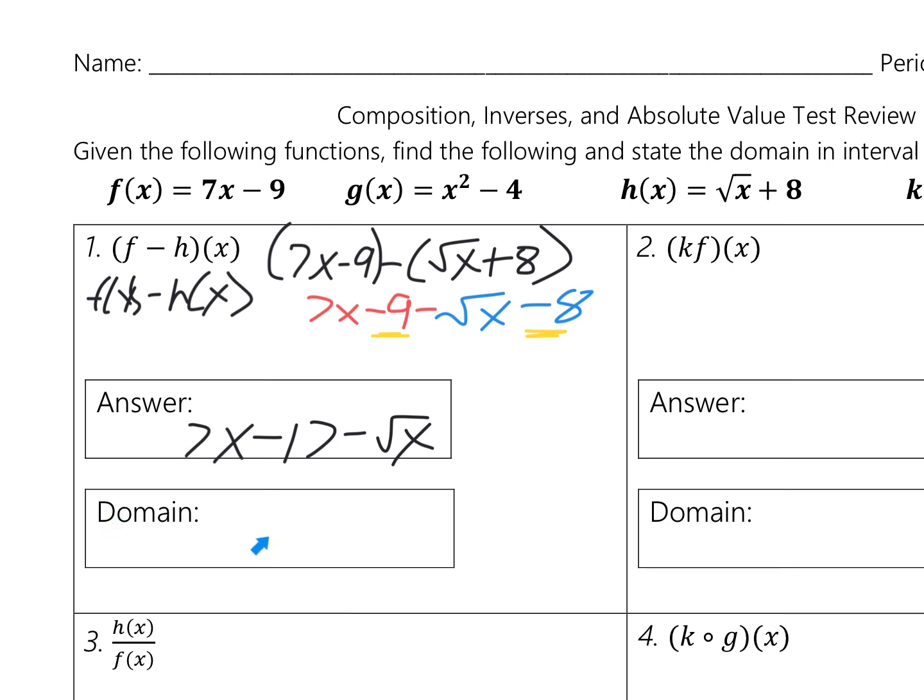Now, as far as your domain, you want to consider, like most of our domain is all real numbers, but in some cases we can't enter certain values. And for this one, because we have the square root of x, we cannot enter a negative number because you cannot find the square root of a negative number. So our domain in interval notation, which is what it's asking for, is going to be from 0, which is included because we can find the square root of 0, all the way up to infinity. So it would be 0 to infinity, and then our infinity would have a parenthesis like that. So from 0 to infinity. All right, let's go to number 2.